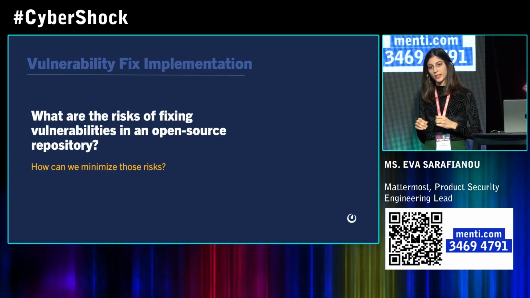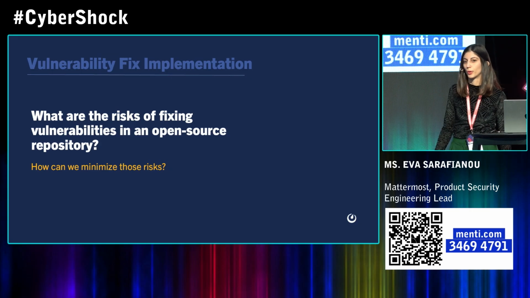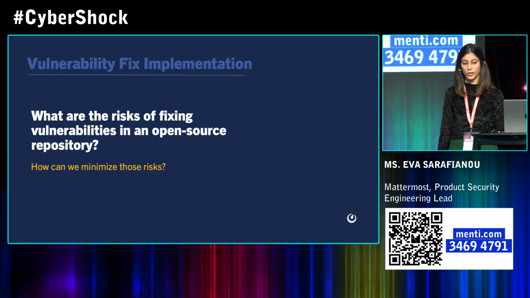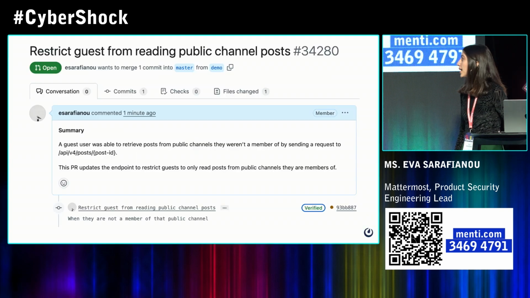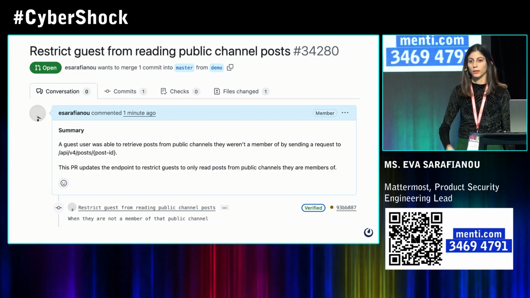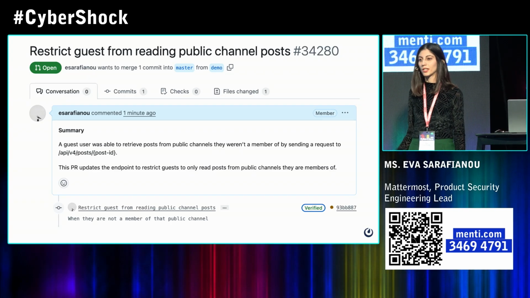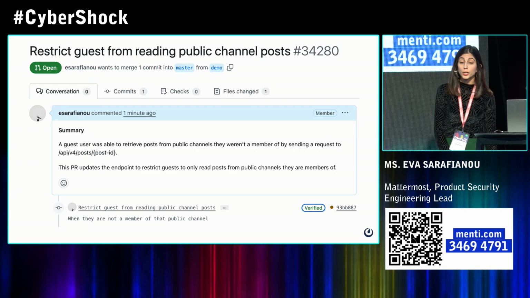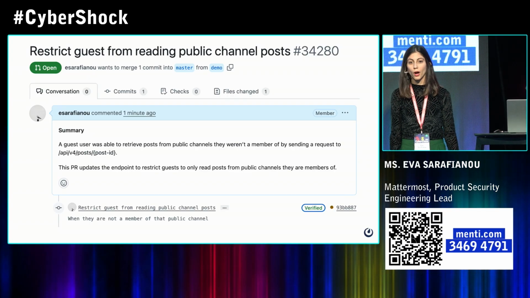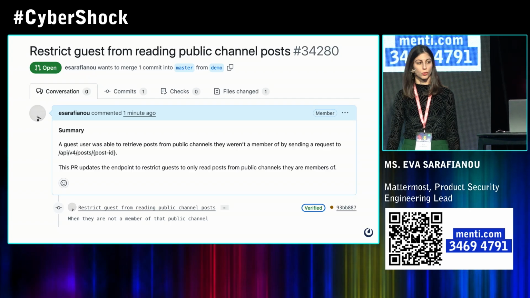Let's go to vulnerability fix implementation. What are the risks in fixing vulnerabilities in open source repositories? And how could we possibly minimize those risks? I'll bring an example, and I'll read that for those at the back. Look at the title: restrict guests from reading public channel posts. Look at the description, it's even more detailed. It says that a guest user was able to read a public channel post from a channel they were not a member of, from a specific endpoint, so this PR restricts those permissions.